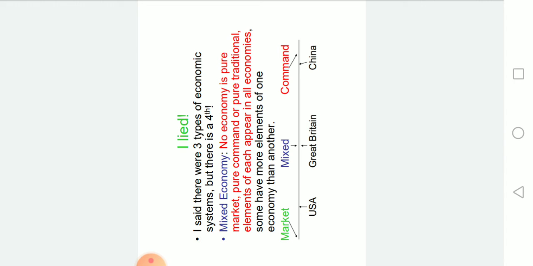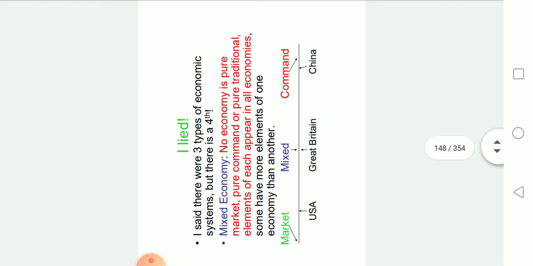Okay, I lied about something. I told you that we have three types of economic systems. But there is a fourth one now. It's the mixed economy. What about the mixed economy? No economy is pure market, pure command, or pure traditional. Elements of each appear in all economies.